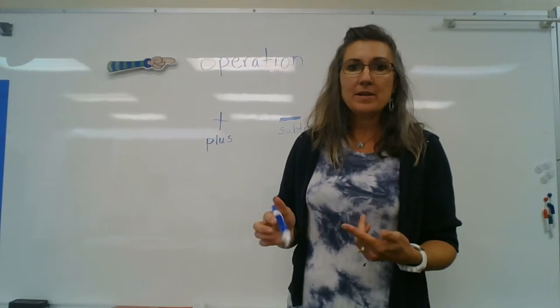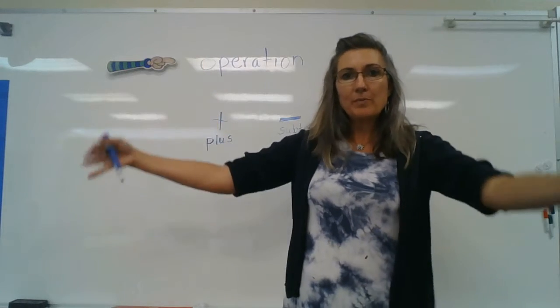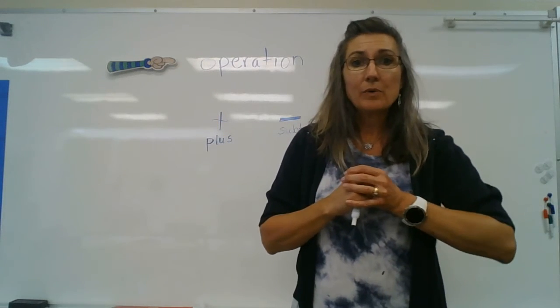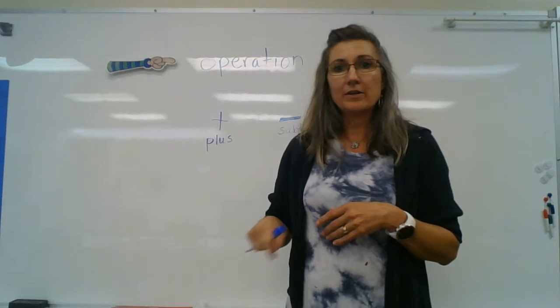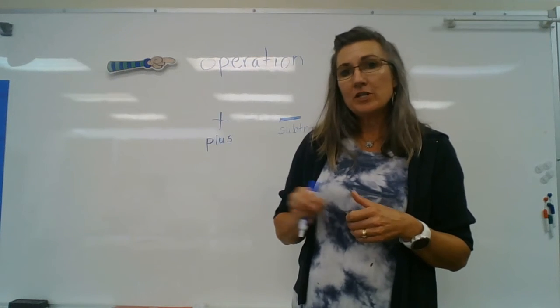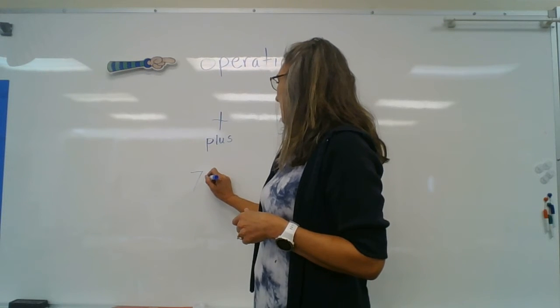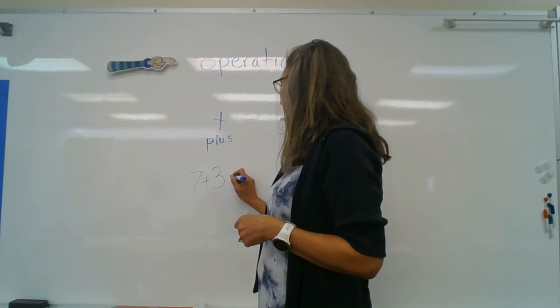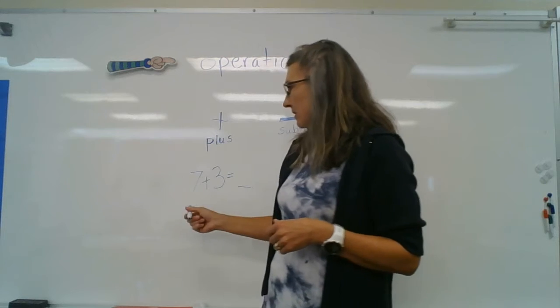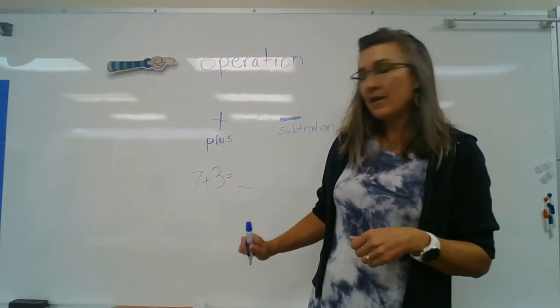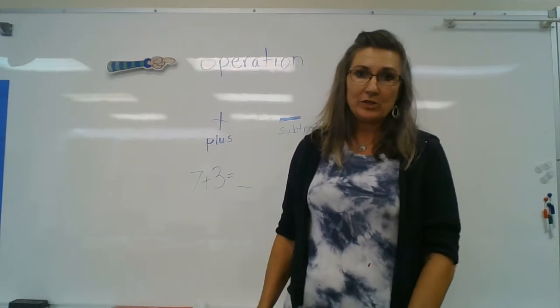Remember, if we're going to be adding, we use the plus sign. And when we add, the numbers get bigger. We're grouping things together. We're doing in all. We're wanting to count all the things that are in our sentence or in our equation. So if we had 7 plus 3 equals something, we have 7 of one thing, and we're going to add 3 more to it.